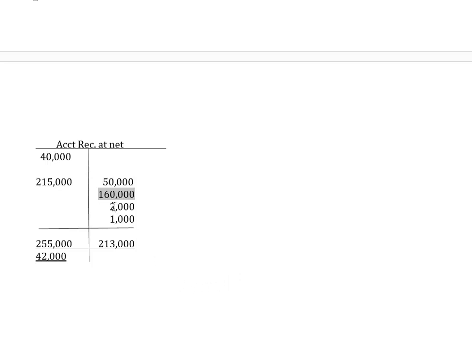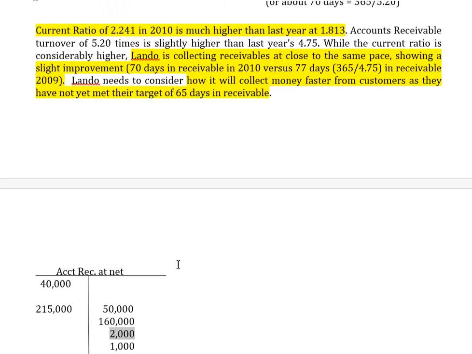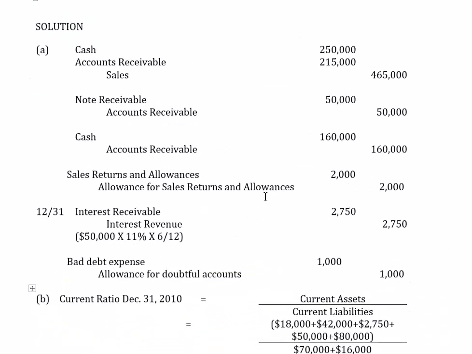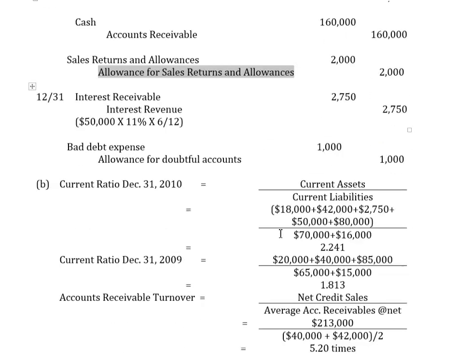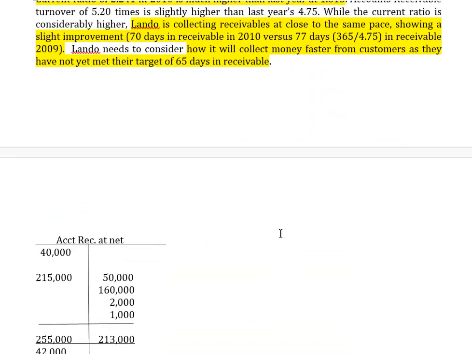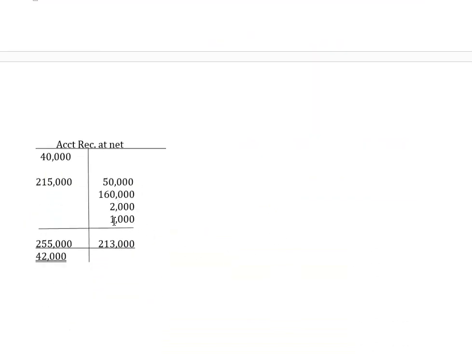And we also know that during the year, we debited a sales return and allowance and credited the allowance for sales returns and allowances. Don't forget this is a contra account to the accounts receivable account, so it will reduce the AR balance at net by $2,000, which is what we have here. We also had to credit our allowance for doubtful accounts to adjust our allowance from $2,500 to $3,500. At net, that reduces your accounts receivable balance.